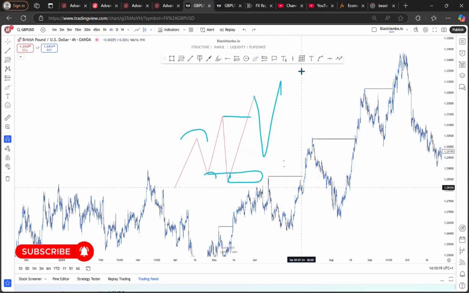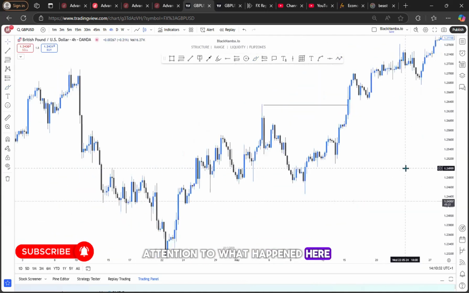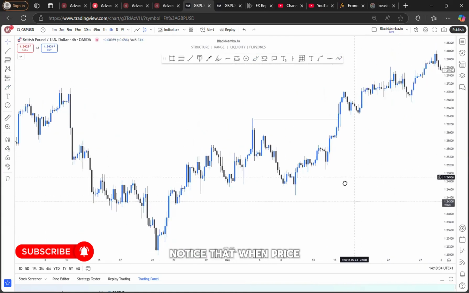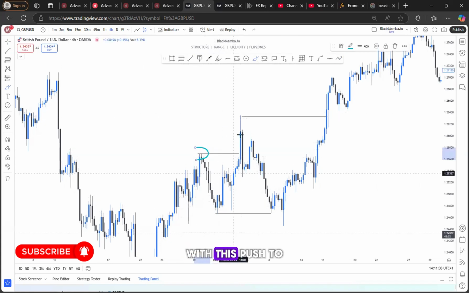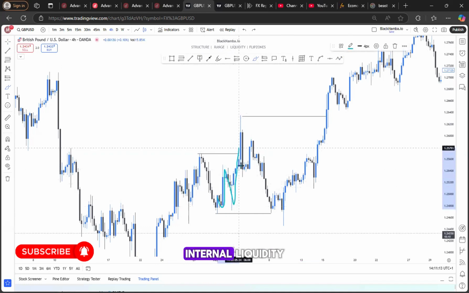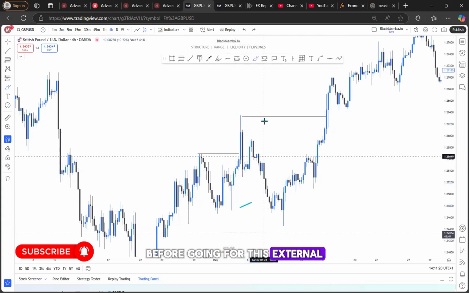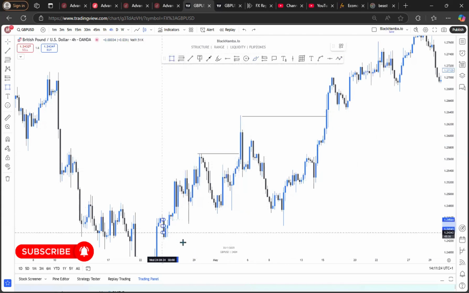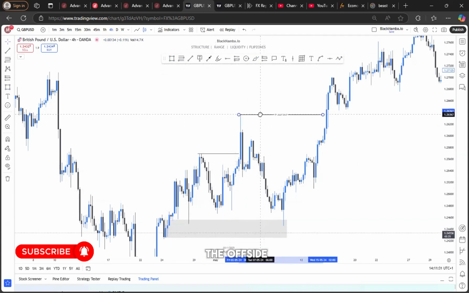push to the upside. Now, if you pay attention to what happened here, notice that when price took out this external here, with this push to the upside, price will print internal liquidity. The price will now come later on to take it out before going for this external. Now, this is what happened here. Price came all the way here to take out everything inside here before then pushing to the upside.